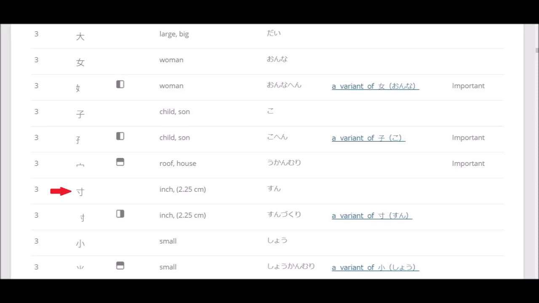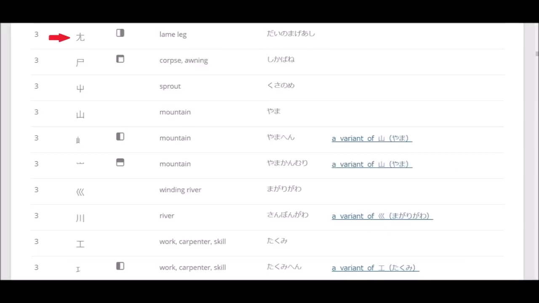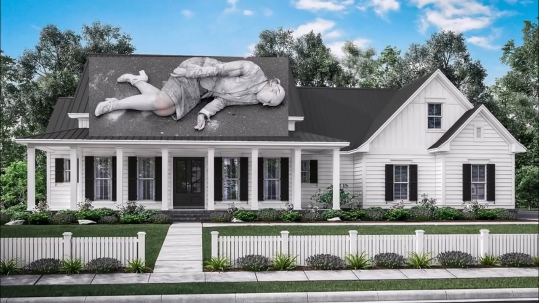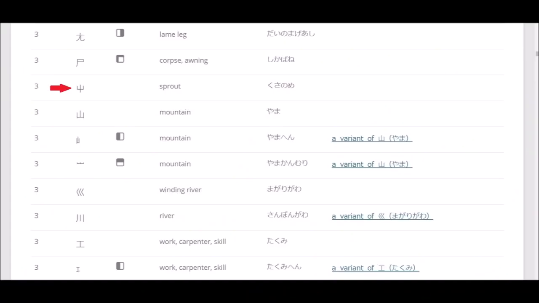Sun, which is an inch, and then sunzukuri, which means the right side radical inch. Notice how squished it is. Sho, which is small, and then sho kamuri, which is also small. It's just a different way of writing that kanji, and it always appears on the top of a kanji. Now we have dai no mageashi. Yep, I totally knew that one. It wasn't just reading it off the chart. It means lame leg. Shikabane, which is corpse or awning. Lovely how it means those two drastically different things.